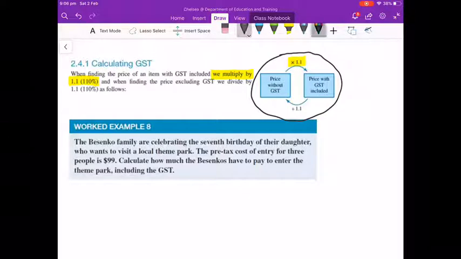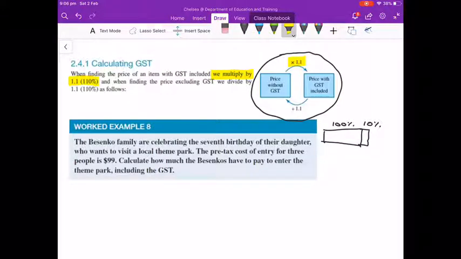Now, if we think of a product as 100%, GST is that additional 10% of the 100% product. So all up, you're actually finding 110%, hence the 1.1. So I'm going to show you how to calculate that now, very similar to a percentage increase. So we have 100% of the product and 10%.